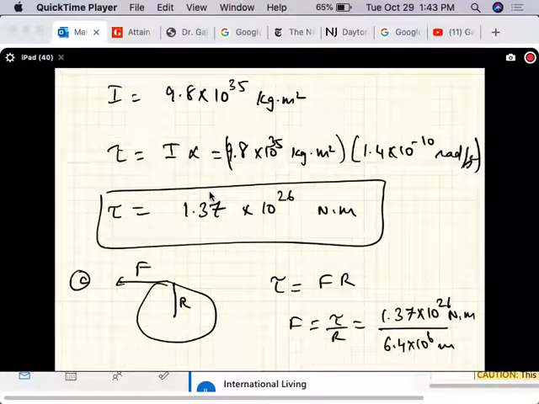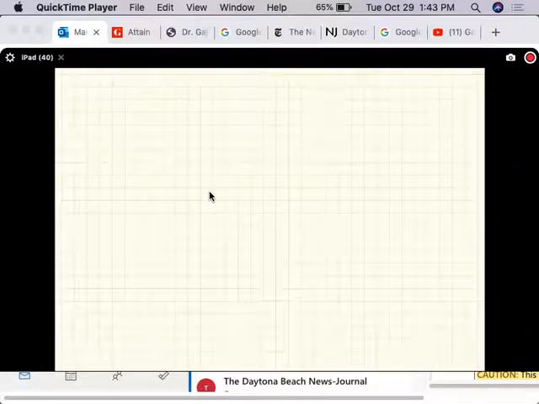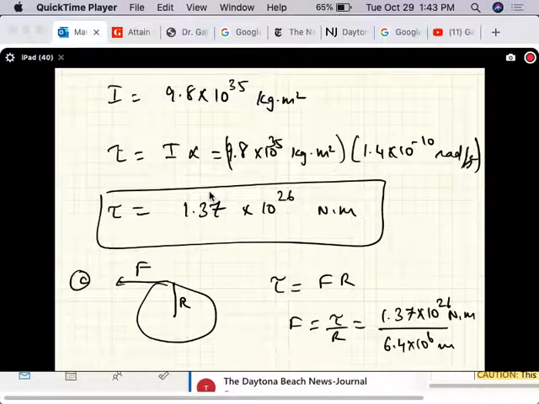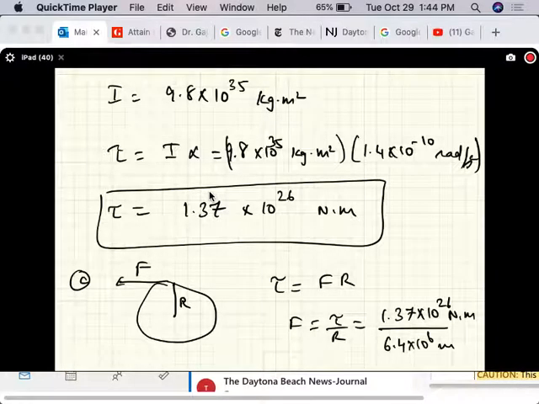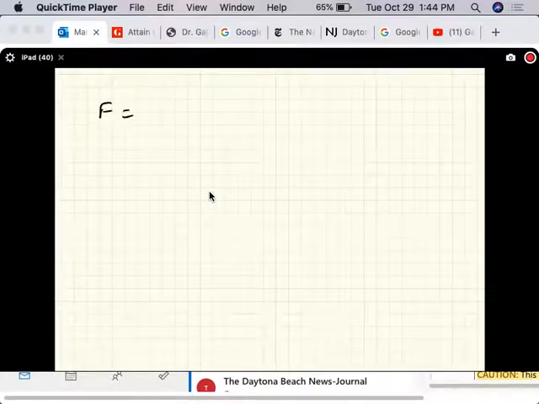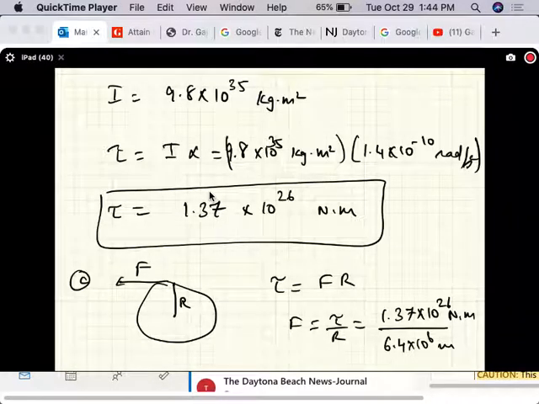Oh, we have another problem. So this force works out to 10 to the 26 divided by 10 to the 6, that's 10 to the 20, and 1.37 divided by 6.4.